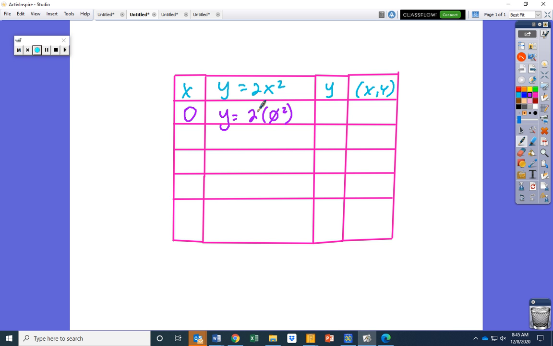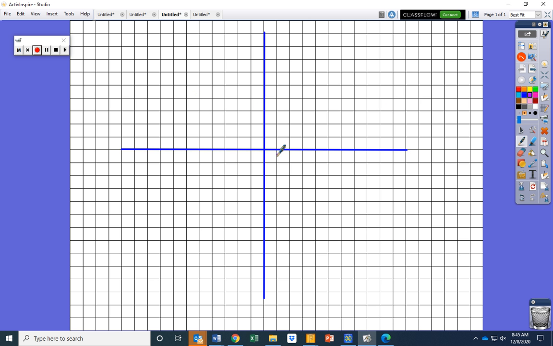0. And what's 2 times 0? 0. So this one happens to go through the origin, and we're going to graph this one as we go. So the first point I'm going to put is 0, 0, right there.